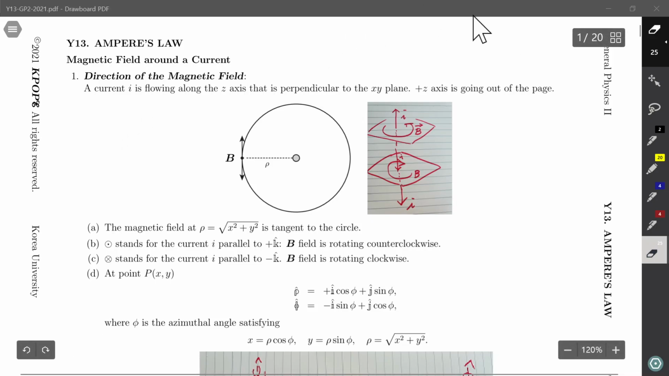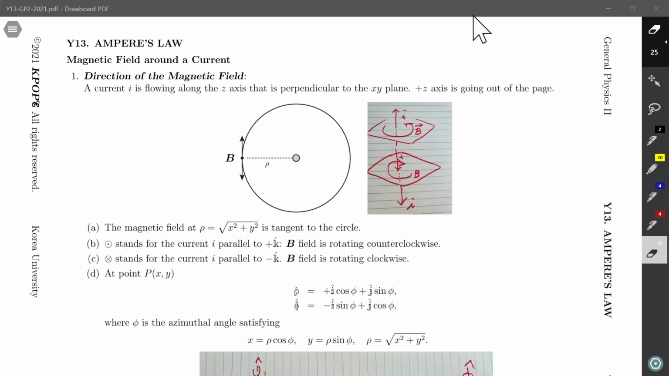Today we study Ampere's law. Ampere's law states that the magnetic field due to a current can be calculated following Ampere's law. First of all, we consider the direction of the magnetic field.